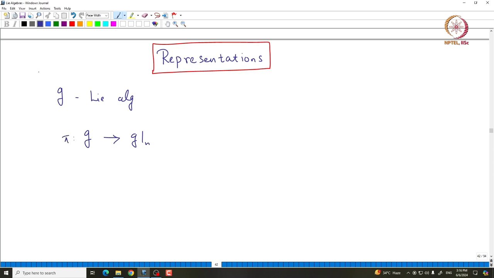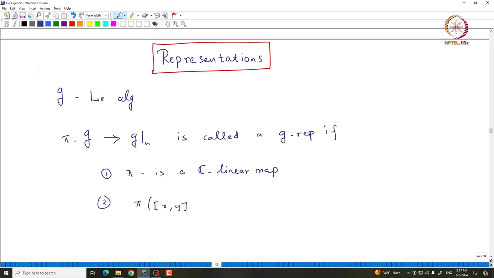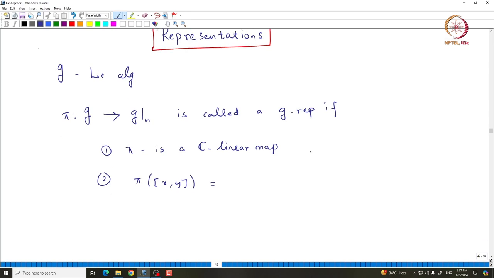So, let us call it pi. Pi is called a G representation if pi is a C-linear map, and the second condition is that pi is a Lie algebra homomorphism. That means pi of the bracket x comma y should be exactly equal to the bracket of pi of x and pi of y, which is defined inside GLN. So, this must be equal to pi of x times pi of y minus pi of y times pi of x, and this should be true for all x, y in G.